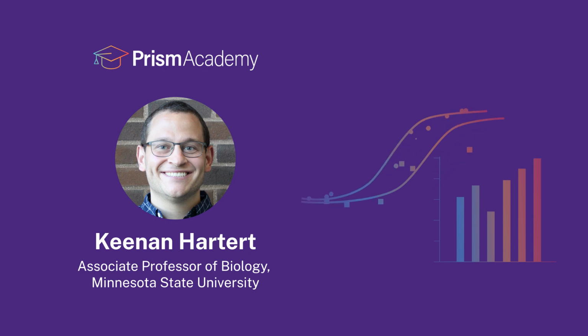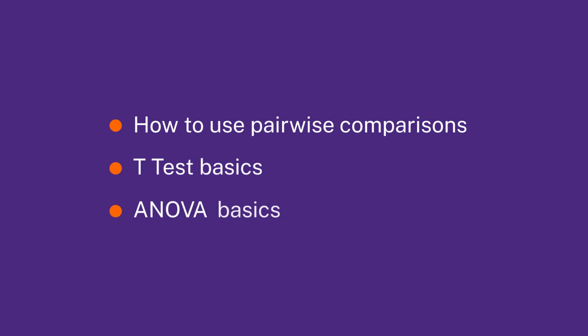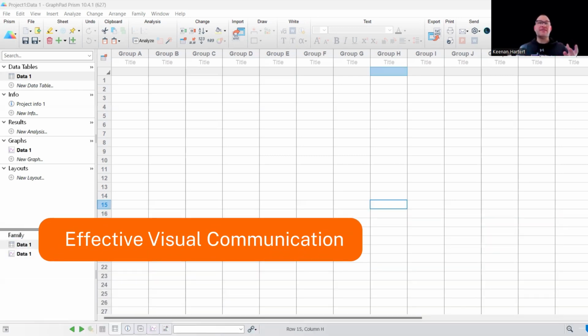I'm a professor at Minnesota State University, and I research cancer as well as biology education data. So in today's video, I'm going to be showing you how to use pairwise comparisons in Prism and utilize their compact letter display significance tools. The other things that we will run through are t-test basics, ANOVA basics, and then how to really make those sharp. This is really important because having multiple groups of data is always going to be one of the keys of getting across bigger projects. This is one of those ways to visually communicate that very effectively. And for any report or presentation, this is going to make a large difference for us.